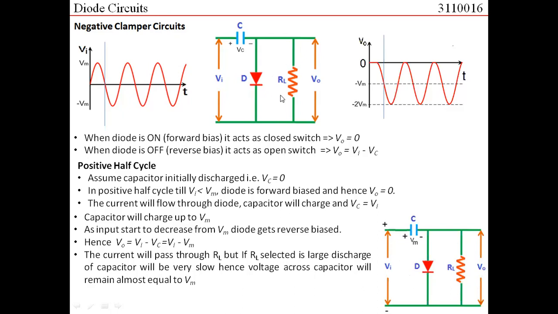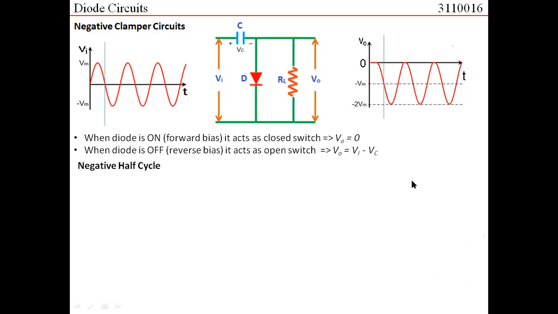So here the condition that we have assumed is that when the diode is reverse biased, this is the loop that I have. The current certainly flows in this loop, but the value of the current flowing is very, very small. Why? Because RL is very large, and because of that, the time constant is very large. So we can approximate that the discharging of the capacitor is very slow, and hence it would maintain voltage equal to Vm. Let us move on to the negative half cycle.